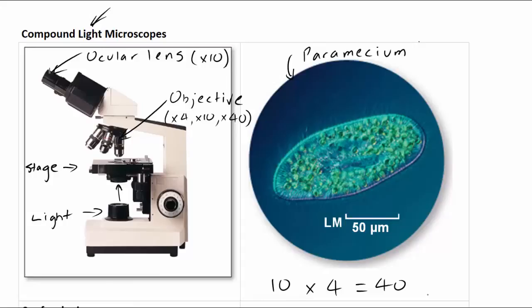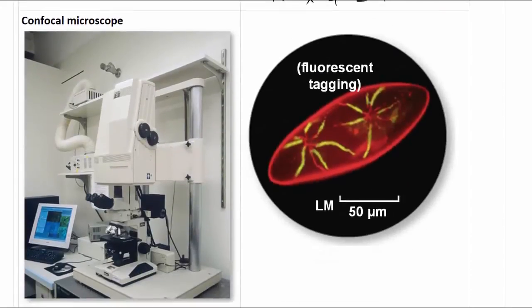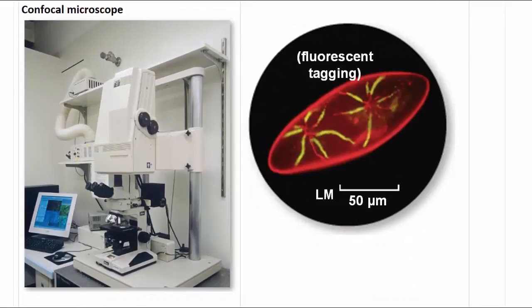Another type of light microscope is called a confocal microscope, and it uses laser light which passes through a pinhole and results in a highly focused image of one tiny part of the specimen. You can then use computers to join these images together in order to produce a three-dimensional view of the specimen. These microscopes are capable of magnifying up to 1,600 times.